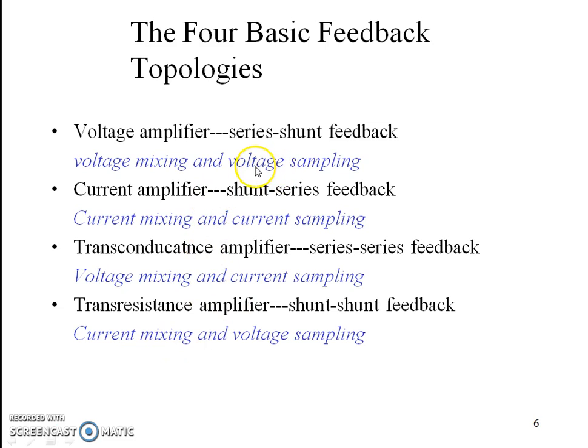Next are the four basic feedback topologies. The first one is the voltage amplifier, series shunt feedback, voltage mixing and voltage sampling. Second is the current amplifier, shunt series feedback, current mixing and current sampling. Third is the transconductance amplifier, series feedback, voltage mixing and current sampling. And the last one is the transresistance amplifier, shunt feedback, current mixing and voltage sampling.